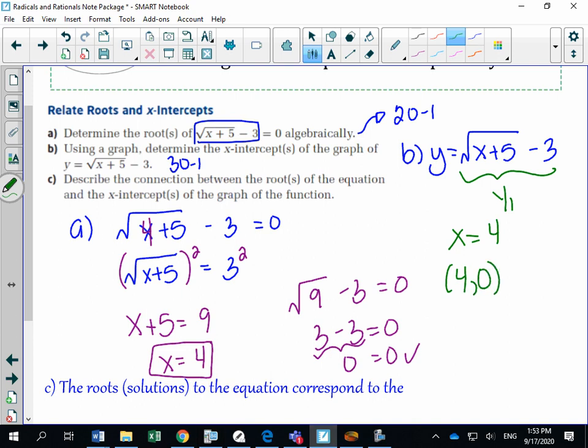So the solution is 4, 0. And again, what we're looking for with solutions when it's asking for what the 0 is, is the x-intercept.